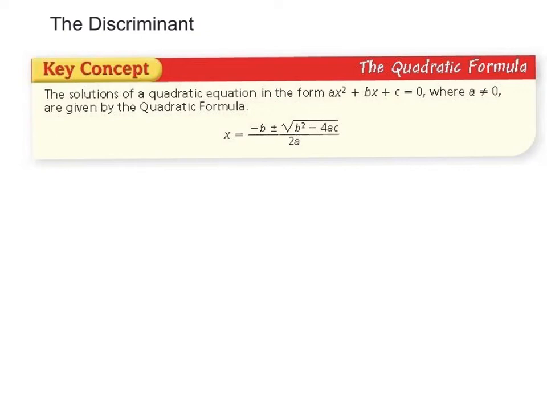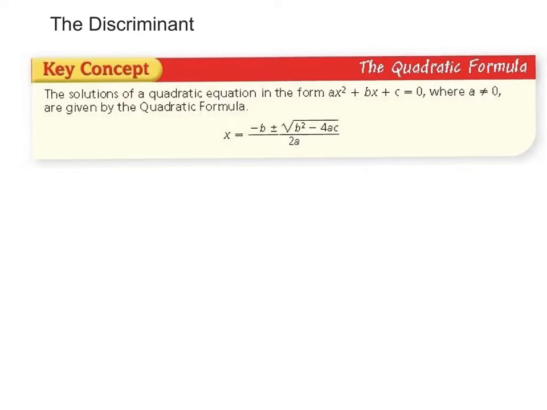A very powerful tool for solving quadratic equations is called the quadratic formula, which we'll go into in a different lesson, but I need to mention it here because we're going to talk about just one part of it. The solutions of the quadratic equation in the form ax squared plus bx plus c equals 0, so that's standard form, where a does not equal 0, because if a equals 0, we have a linear equation, not quadratic anymore, can be given by the quadratic formula.